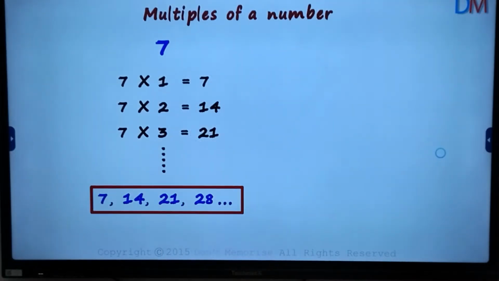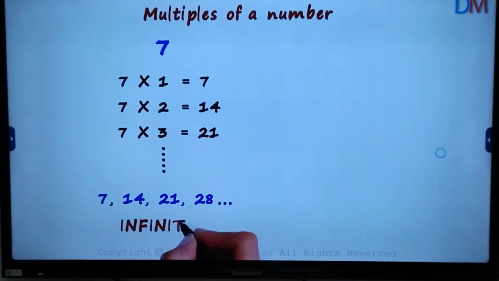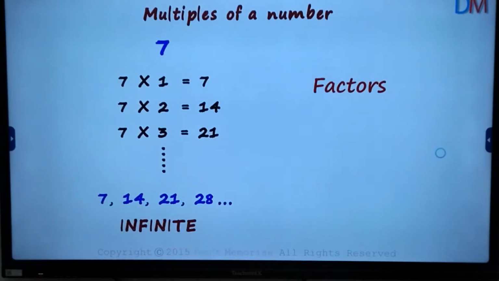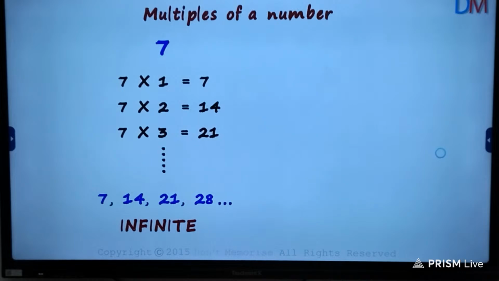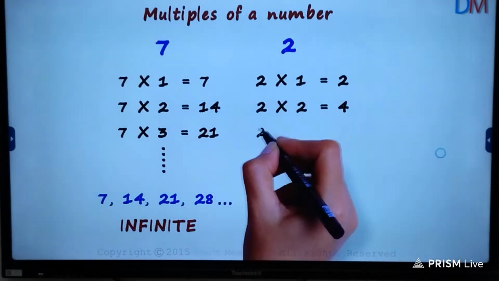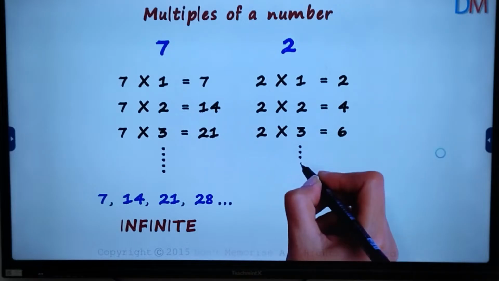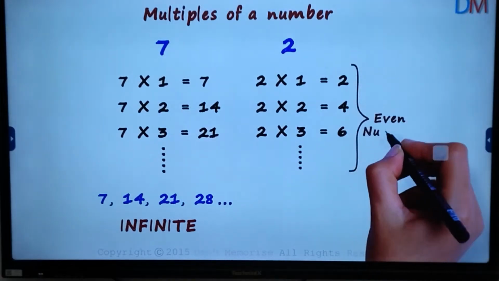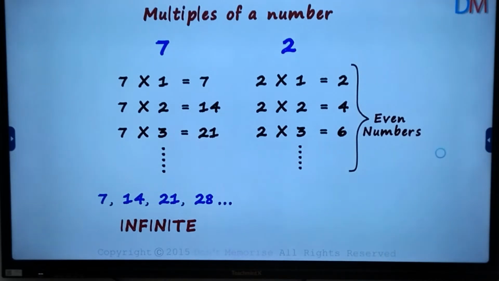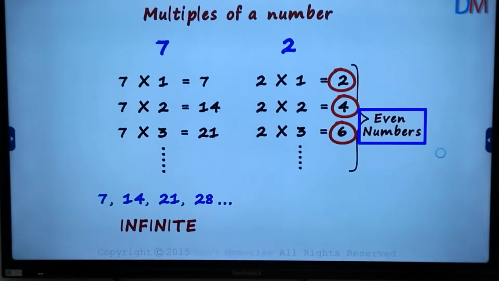This proves that the list of multiples of a number is infinite, whereas the number of factors of a number is always finite. Concept of multiples gives us a very important result. Let us find the multiples of 2. 2 times 1 is 2, 2 times 2 is 4, 2 times 3 is 6, and the multiples of 2 continue. What's special about the multiples of 2? All the multiples of 2 are called even numbers.